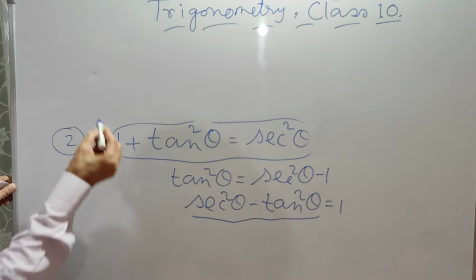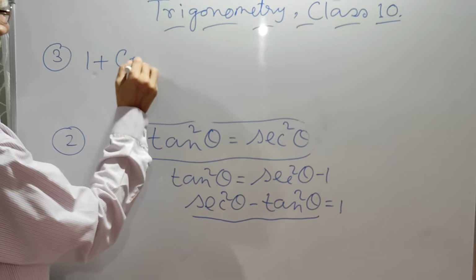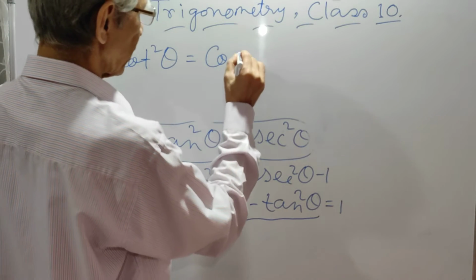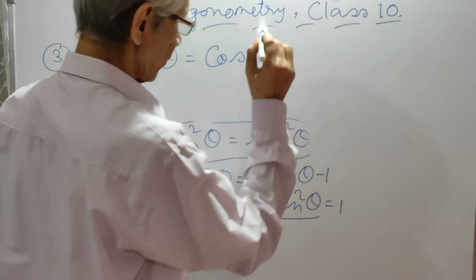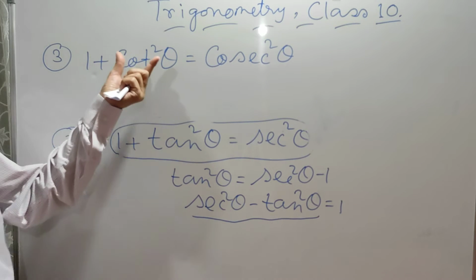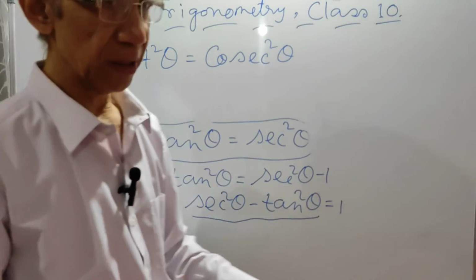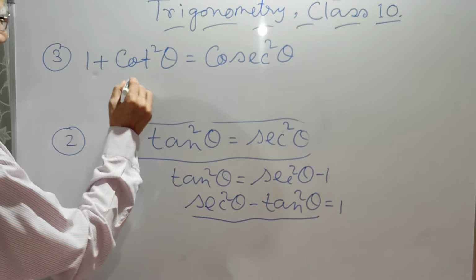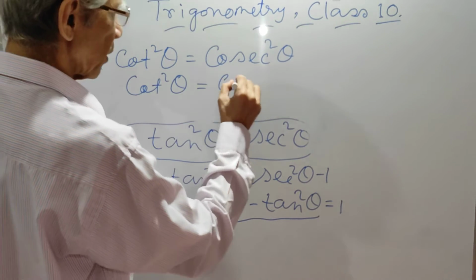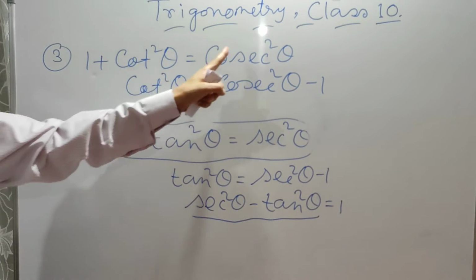Now the third formula is this one. 1 plus cot square theta, that is equal to cosec square theta. So 1 plus cot square theta equal to cosec square theta. Again, cot square theta means cot theta into cot theta. Cosec square theta means cosec theta into cosec theta. All right. Now from here, what is the derivation? Cot square theta equal to, this goes to the right, cosec square theta minus 1. Cot square theta is cosec square theta minus 1.